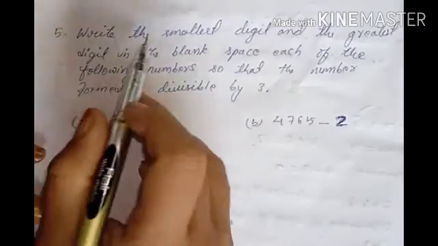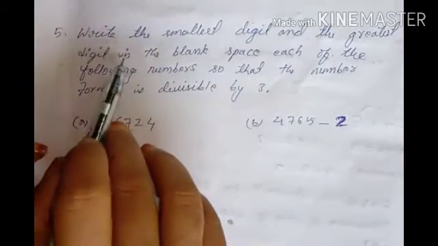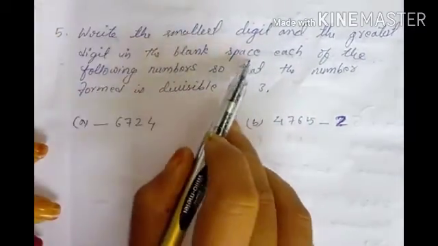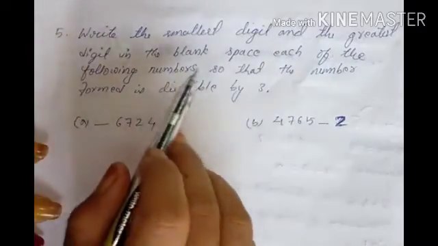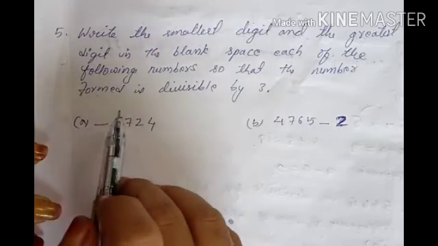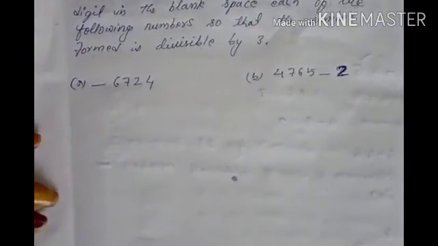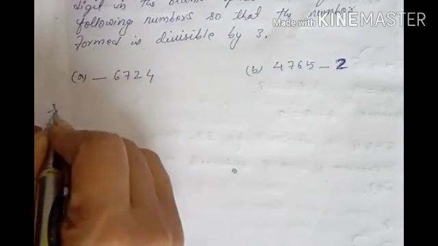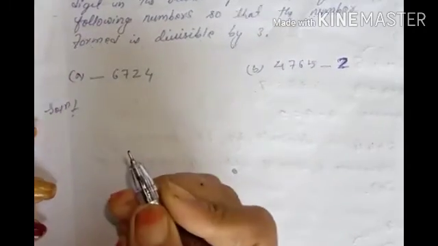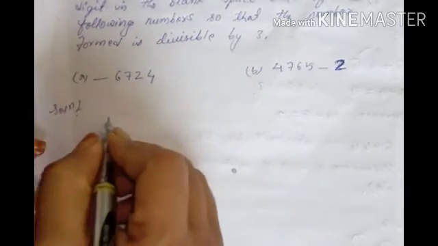Question number 5: write the smallest digit and the greatest digit in the blank space in each of the following numbers so that the number formed is divisible by 3. Now we know the divisibility test of 3: the sum of all the digits should be divisible by 3, isn't it? So you will sum all the digits.